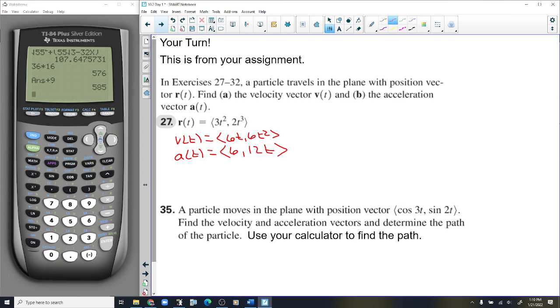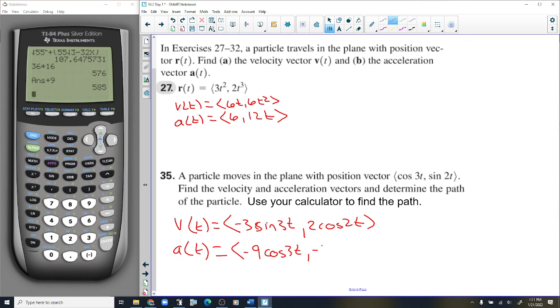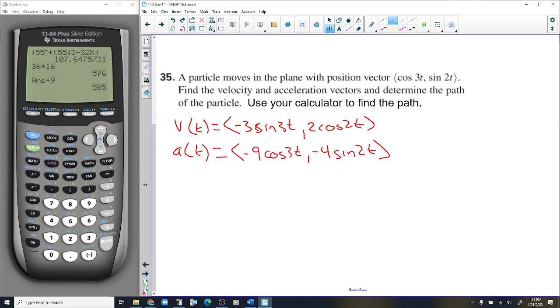A particle moves in the plane with position vector. Find the velocity and acceleration vectors and determine the path of the particle. So find the velocity vector: negative 3 sine of 3t and 2 cosine of 2t. And then the acceleration: a of t is negative 9 cosine of 3t and negative 4 sine of 2t. And then finally it says use your calculator to find the path.